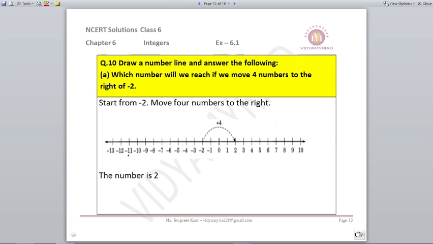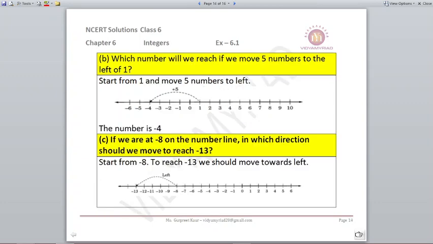Draw the number line and answer the following. Which number will we reach if we move 4 numbers to the right of minus 2? So I will draw a number line with positive and negative points. From where should I start? I will start from minus 2 and move towards my right and count 4. I will reach 2 because it will be minus 1, 0, 1 and 2. 2 becomes your fourth number, which is your answer.